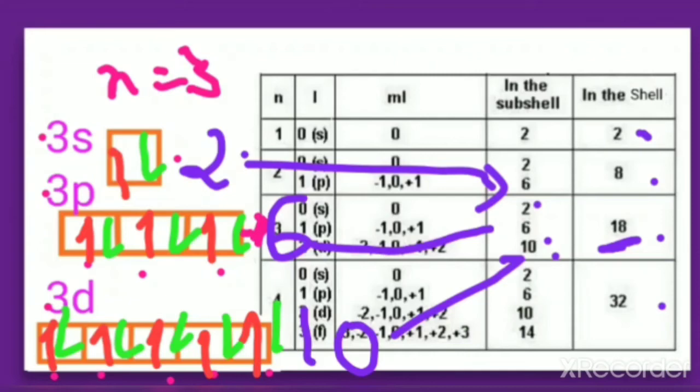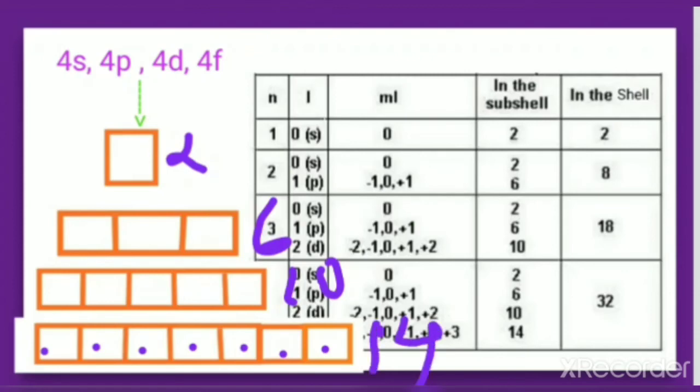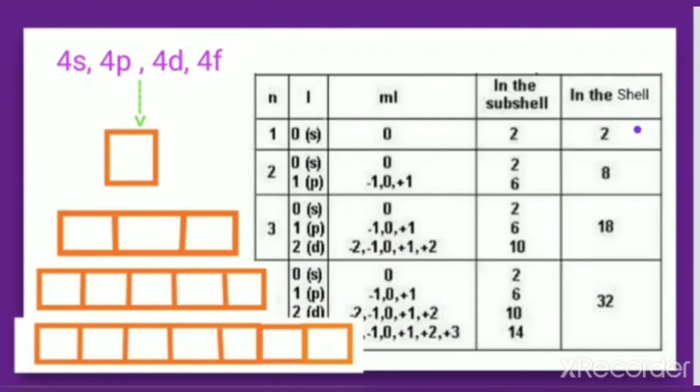So similarly, when you do for the next shell, that is for the fourth shell, you can find out the total number of electrons. You will get 2 here and 6 here, and 10 here. And here, because 7 boxes, 1, 2, 3, 4, 5, 6, 7 boxes are there, each having 2 electrons, so a total of 14 electrons are in 4f. So when you make the sum of all this, you will get 32. So that is why the maximum electrons that can be accommodated in the shell are 2 in the first shell, 8 in the second shell, 18 in the third shell, and 32 in the fourth shell.